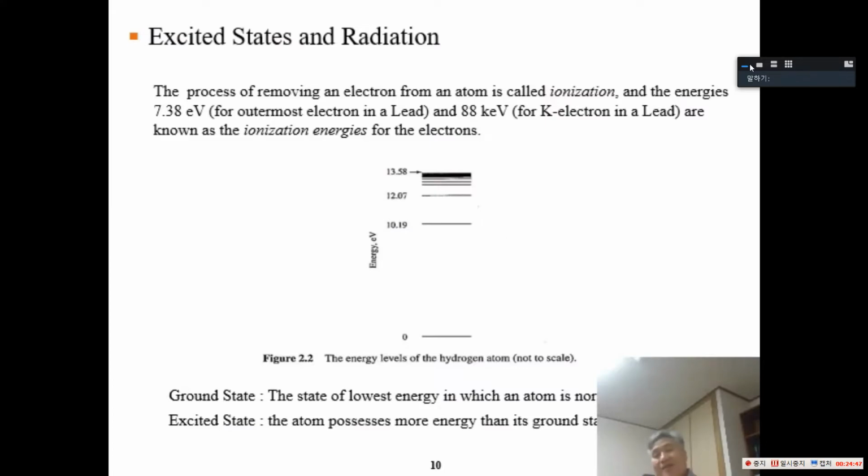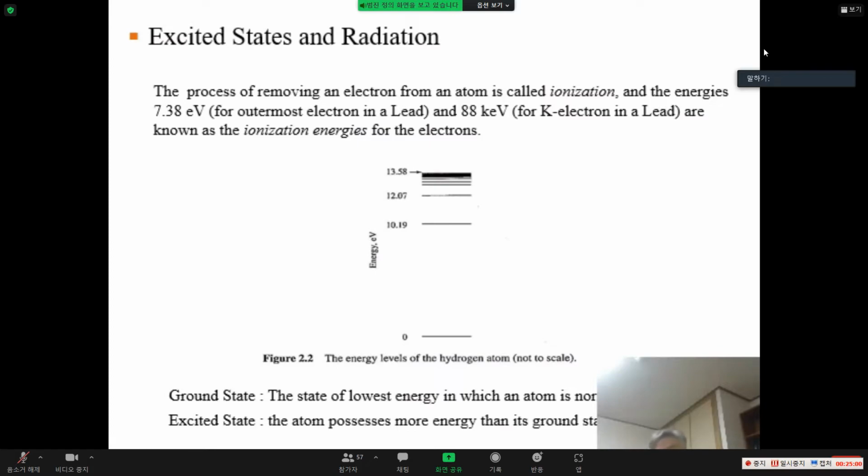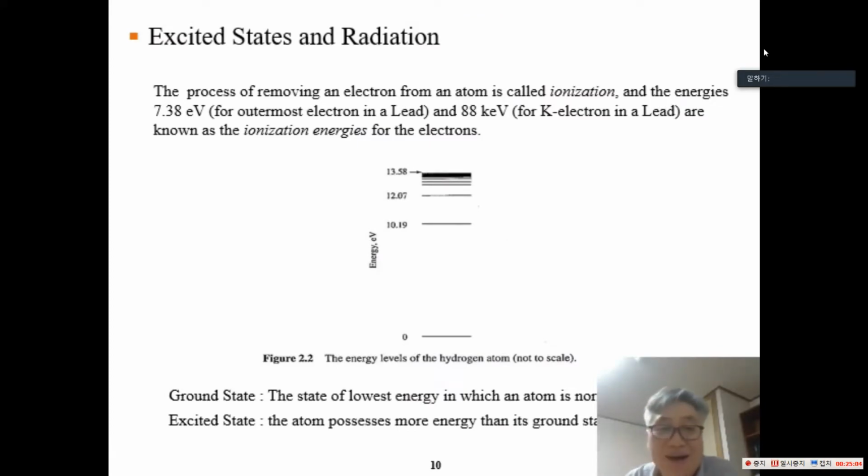In the high school chemistry course, we learn there is an orbit around the atom, and there is an excited state and a ground state. Sometimes we call it K shell or L shell. And this is the energy state of an electron.